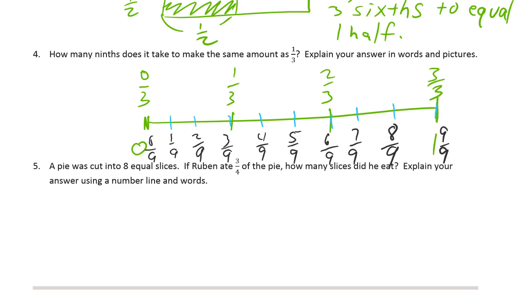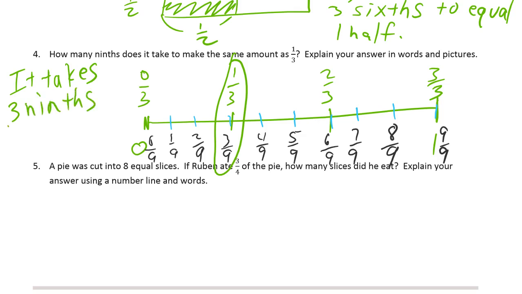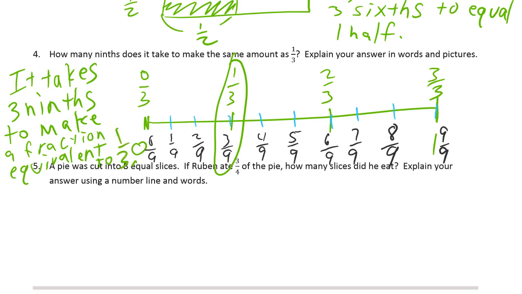And I'm just going to circle these two together to show that those are the two I'm looking at. And that was 3/9. It takes 3/9 to make a fraction equivalent to 1/3.